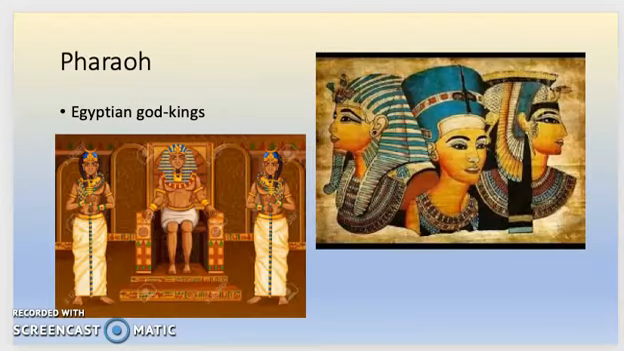Your next term is pharaoh. A pharaoh is an Egyptian god king. Pharaohs were the people who ruled Egypt. If you look on the right-hand side on this picture, you see some female pharaohs. That's interesting because we don't see that in all civilizations, but some women could become pharaohs.